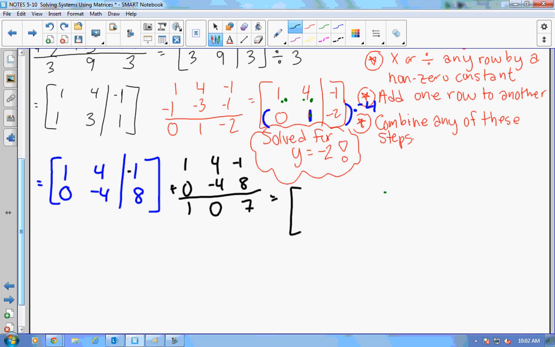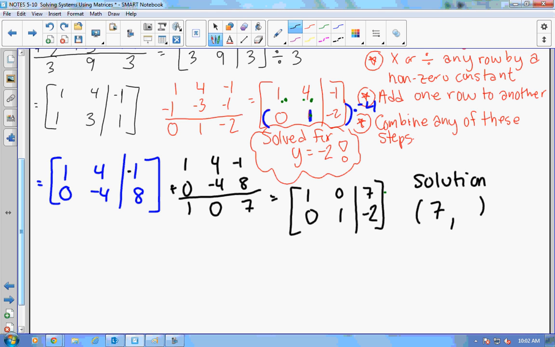So my final matrices, I'm going to take this 1, 0, 7 and put it on the top row. And the bottom row remains the same, 0, 1, negative 2. So we found our identity matrix, 1, 0, 0, 1. And we found the solutions. The solution is a point, x comma y. What's the x? X is 7. The y, the 1 is in the y spot, so y is negative 2.